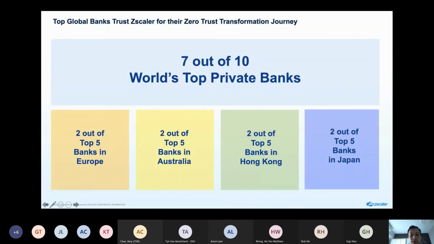And from the banking sector, sorry, we cannot disclose their names, but just for information, we have a lot of banking customers who adopted our Zero Trust model. For example, 7 out of the 10 world's top private banks, 2 out of the top 5 banks in Europe. Actually, we also have several other banks from the top 20 in Europe as well. 2 out of the top 5 banks from Australia, 2 out of the top 5 banks in Hong Kong, and 2 out of the top 5 banks in Japan as well.